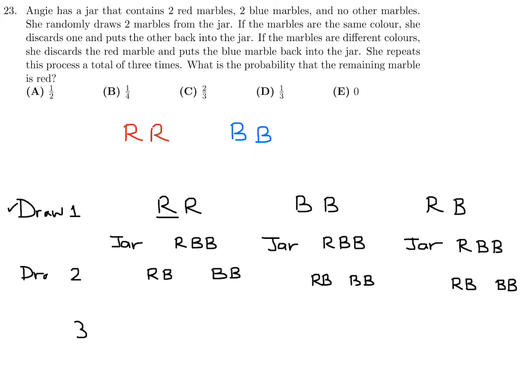And then when you draw these, again, we have to now see what will the jar look like. Well, same story. You would discard the red, add the blue back, so the jar would now become BB. And the same kind of thing here, because there's 2, you discard 1 and put the other one back, so the jar would now become RB. And so on, you do the whole thing, BB, RB, RB, and RB.